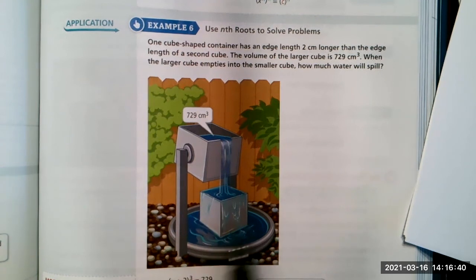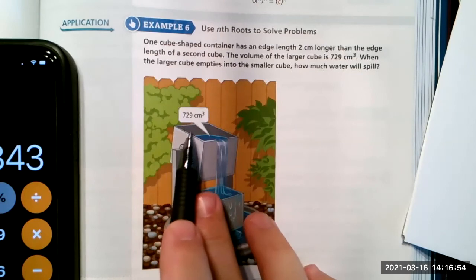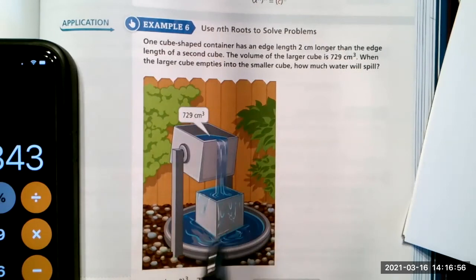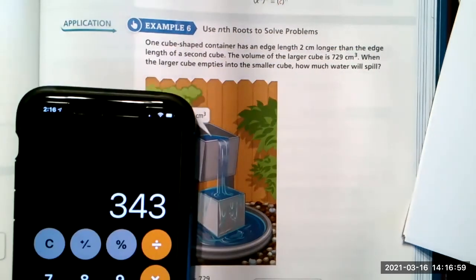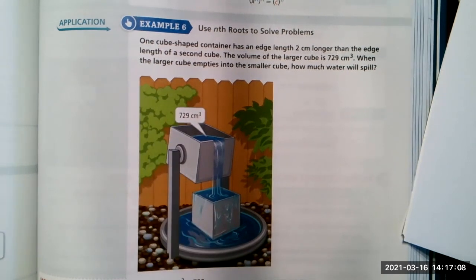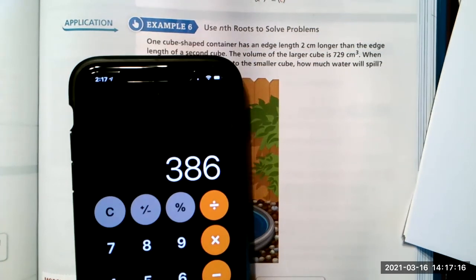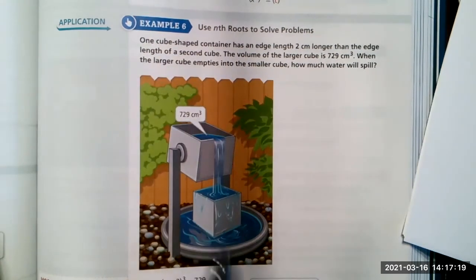So what that's telling me is this cube down here is x, right? X by x by x. So it's 7 by 7 by 7. So 7 cubed, I'm going to go ahead and type that in my calculator, is 343. So this top container has a volume of 729. The bottom container, since it's 7 by 7 by 7, has a volume of 343. And that's what they're saying down here. So they're wanting to know how much is going to spill out. So 729 minus 343 is going to be 386. So that's the volume of water that will spill out because the top cube is larger than the bottom cube.